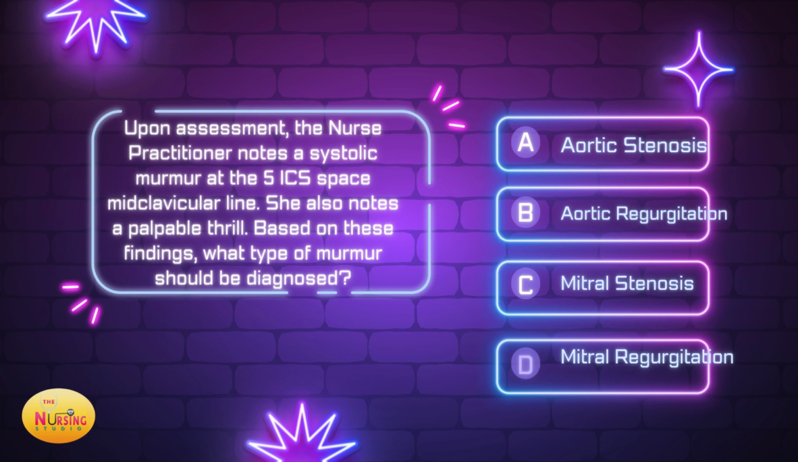So aortic and mitral, right? It says at the fifth intercostal space, mid-clavicular line. We know fifth will be mitral. At the second intercostal space is aortic. So your answer here is D, mitral regurgitation. And that extra tidbit that says she notes a palpable thrill is additional information. But when you are grading a murmur, the first grade level at which you note a palpable thrill is grade 4. So if you're ever asked that or need to know that, grade 4 is where the palpable thrill is first noted. Okay.